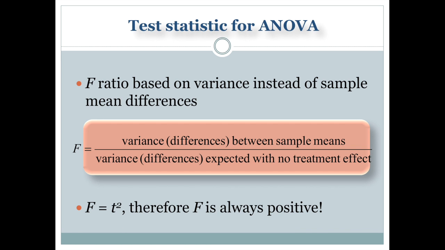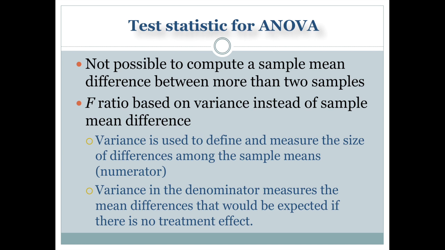Okay, so your F equation: F is actually like a t squared. So F is always going to be positive. F or ANOVA distributions are always positively skewed. So it's the variance, or the differences between the sample means, divided by the variance, or the differences, expected with no treatment effect. And it's not possible to compute a sample mean difference between more than two samples.